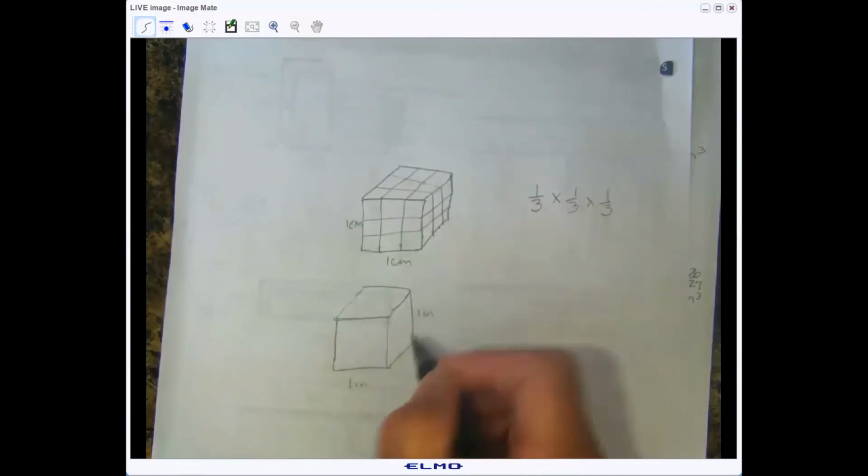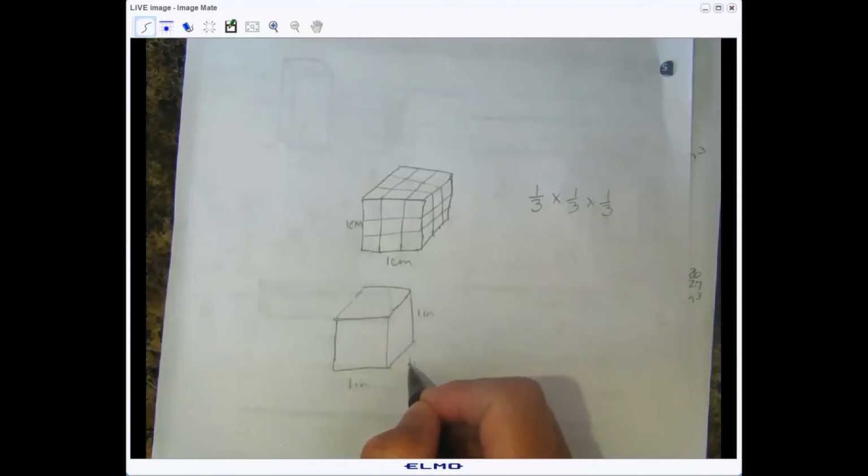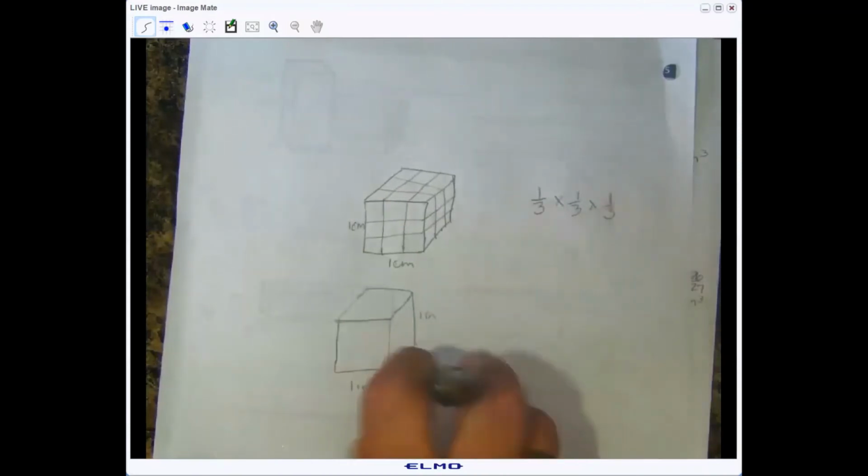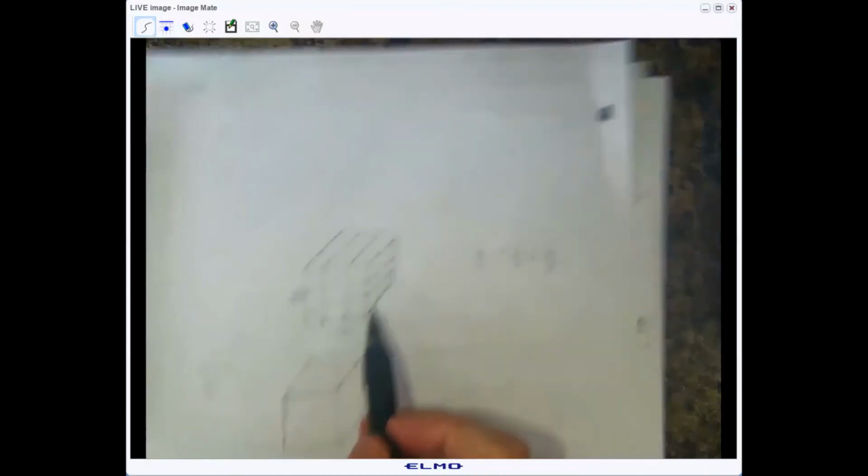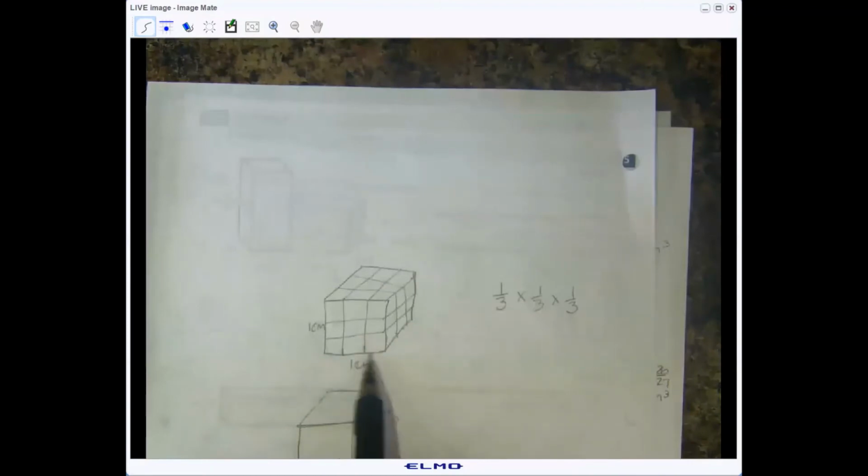Wait, are we doing centimeters? We're doing centimeters. Yeah, sorry. All right, well, I don't need to draw it again because I got it drawn right here. So there's 3 of them. 1/3, 1/3, 1/3 makes 1 centimeter.